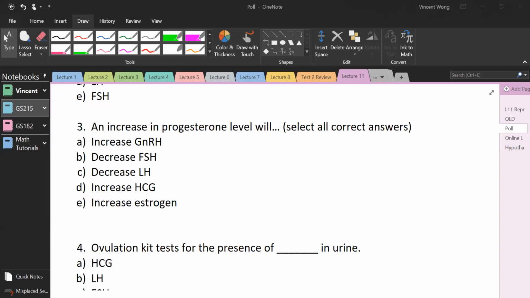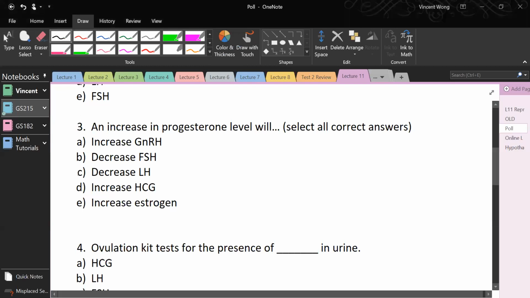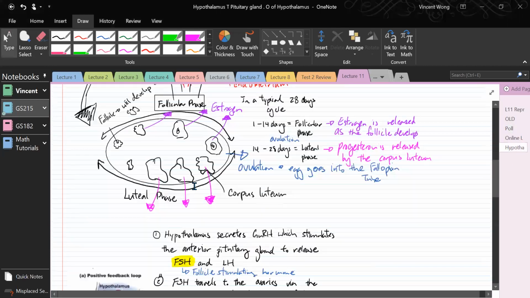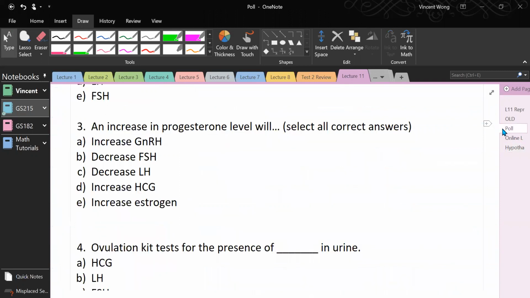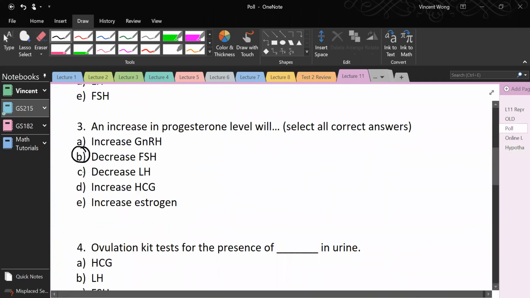Okay, so if you increase the level of progesterone, what's going to happen is you will decrease GnRH, right? From the negative feedback. Let's take a look at our diagram again. Increasing progesterone will cause the GnRH to go down. And once you decrease the GnRH, both LH and FSH will drop as well. So the correct answer would be decrease FSH, decrease LH. All right.